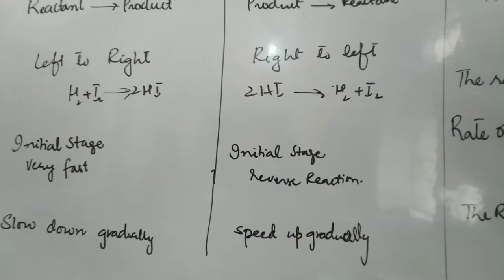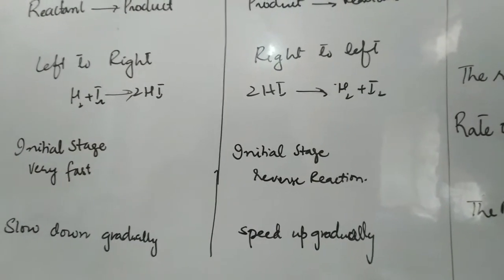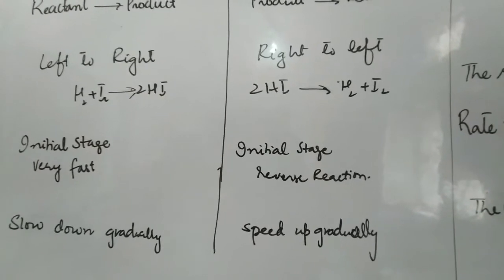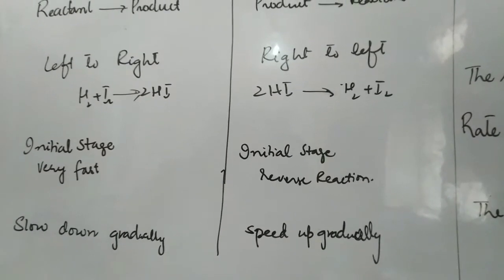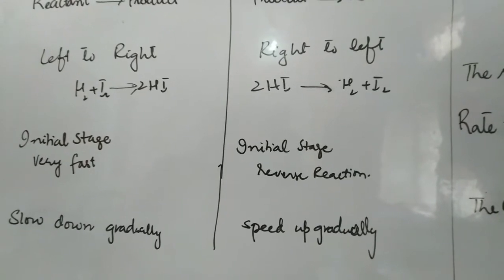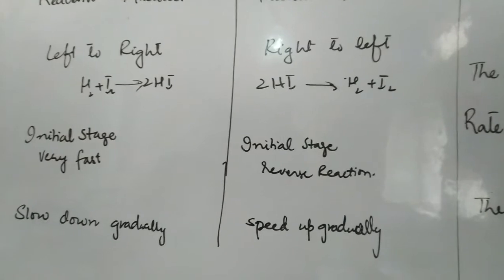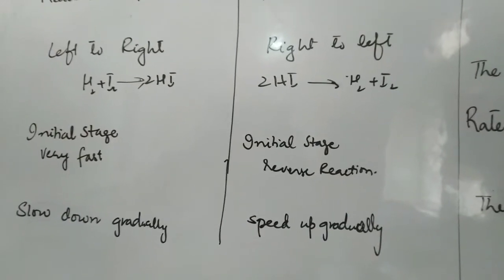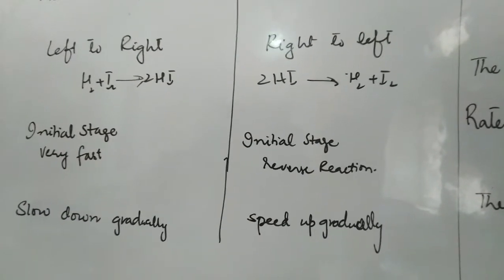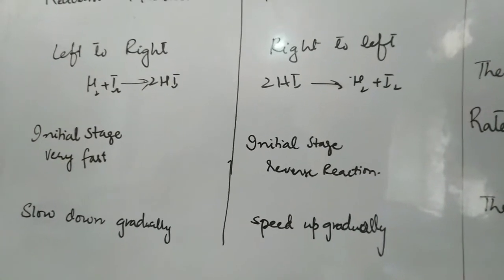And the last point is that the forward reaction slows down gradually as time passes. As in the graph we have previously done, as time passes the forward reaction slows down gradually and the reverse reaction speeds up gradually, and the time will come at the stage of dynamic equilibrium, where both reactions occur in the forward and the reverse direction but with equal speed.